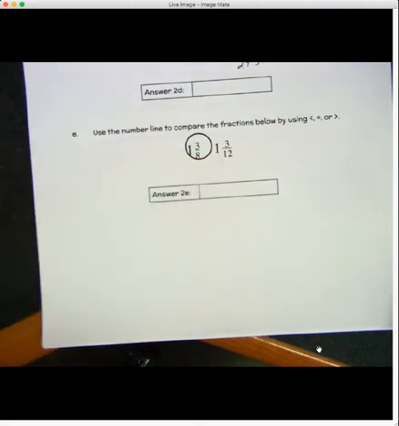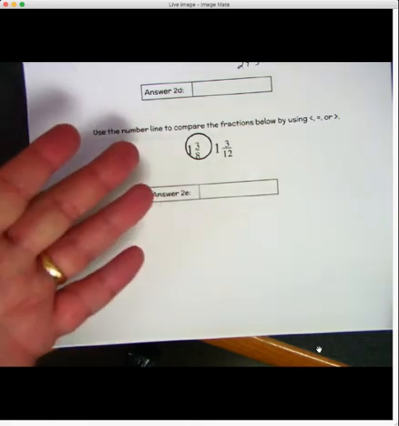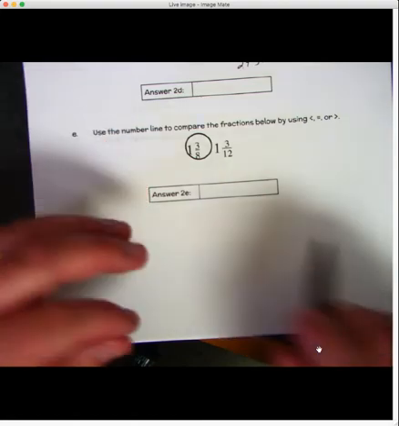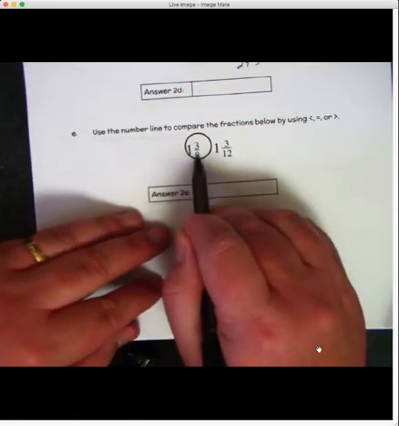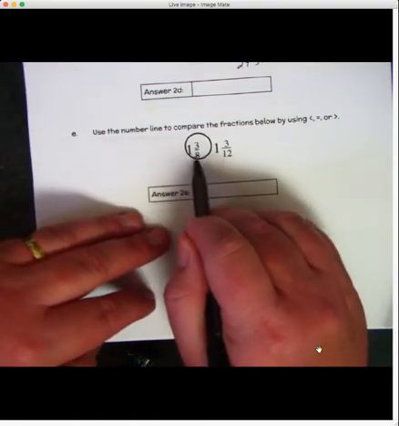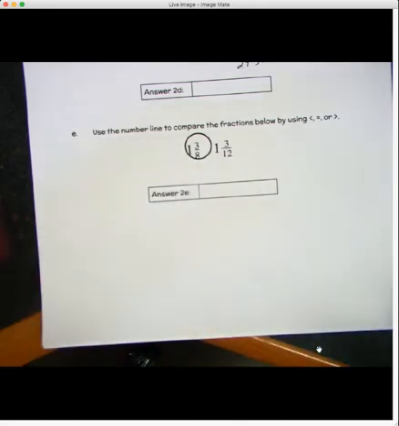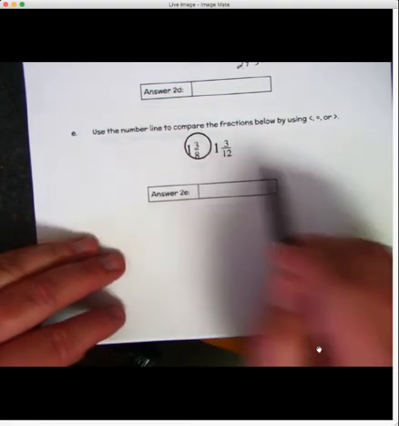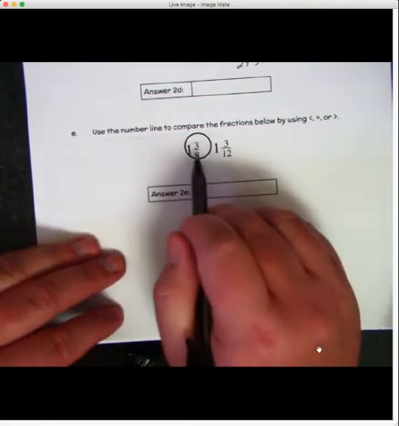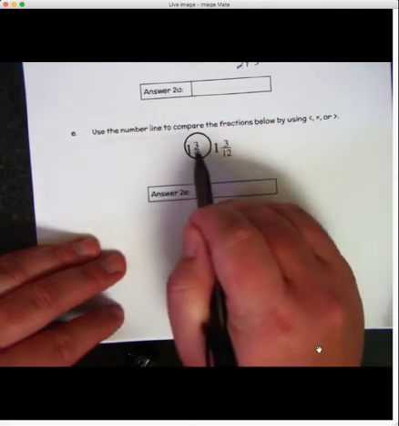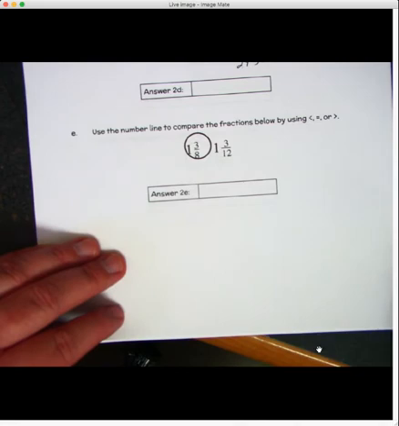Okay, if we want to break them down like we were doing before and think, is it between 1 and 1 1/2? Maybe that would help us. But look, 3 is less than 8, so it's going to be less than 1 1/2. 3 is less than 12, so it's going to be less than 1 1/2. So you can't really tell. If you draw them on the number line, well, we know 12ths would be smaller pieces than 8ths. So we know that this one's actually going to be bigger because 3/8 would be more than 3/12.